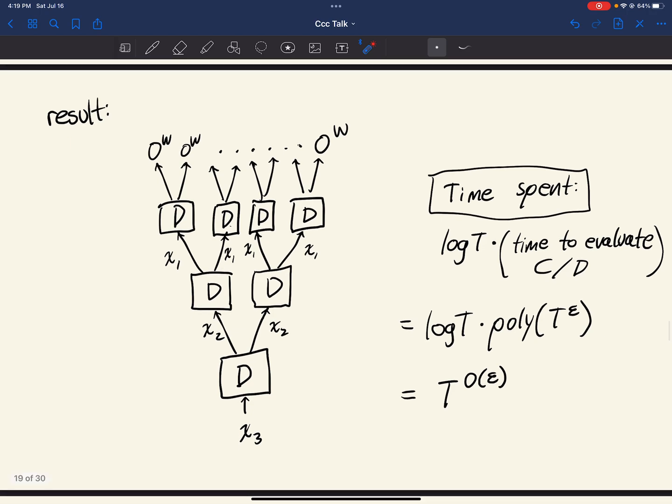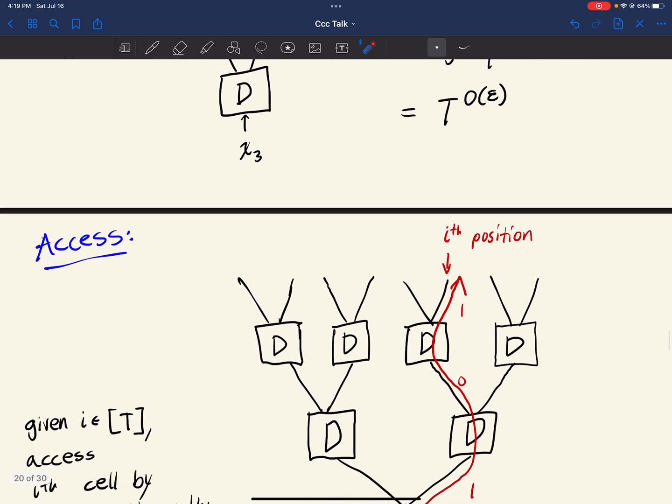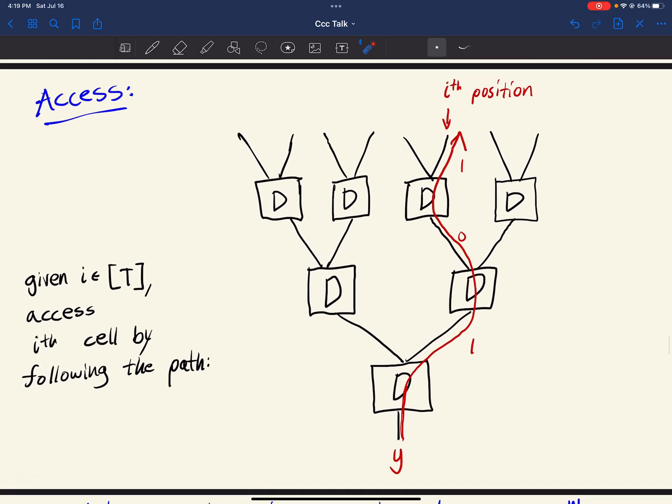The time we spent is only proportional to the depth, which is log t, times the time it took to evaluate C and D, which we assume is polynomial in their input length, so poly t to the epsilon. So overall, this is t to the O of epsilon. Now, for the access, the next thing we need to do is be able to access a particular leaf of the memory. To do this is very simple.